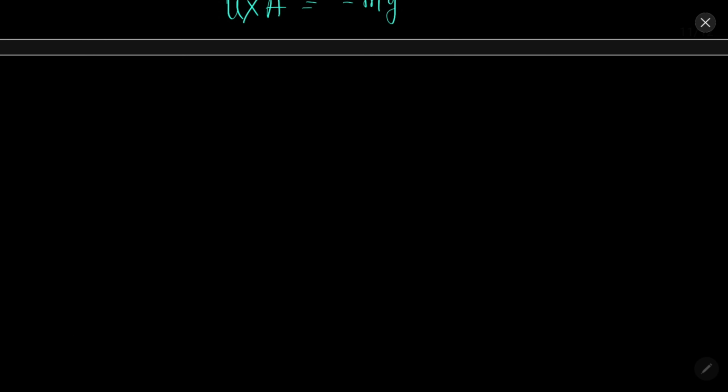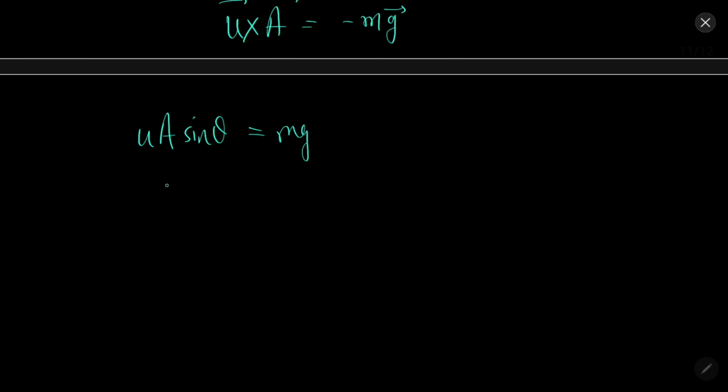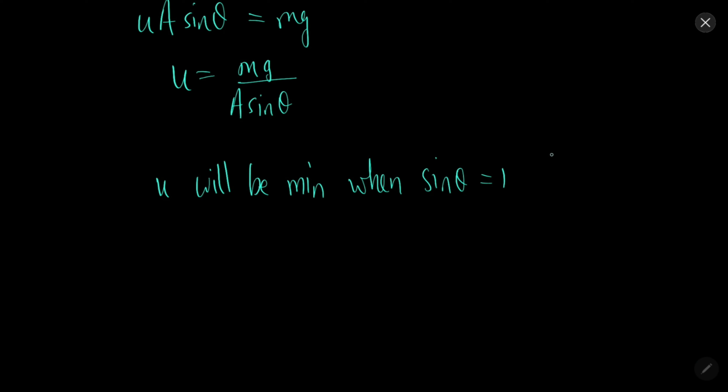So u cross a is perpendicular to both u and a, so u should be in the xz plane. So ua sin theta equal to mg, because cross product is sin theta, ua sin theta. So u will be mg over a sin theta. So u will be minimum when sin is maximum, that is sin theta is 1, that is theta is 90 degree. So u minimum is mg over a along z axis.